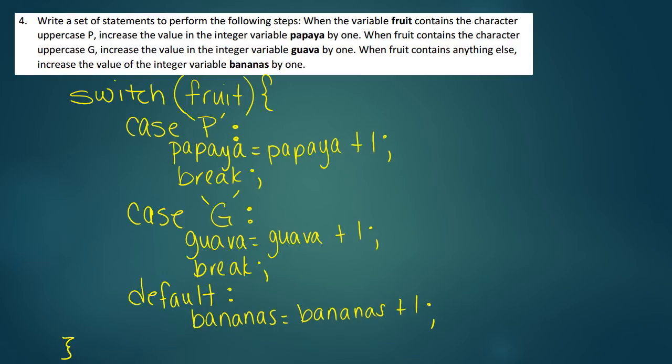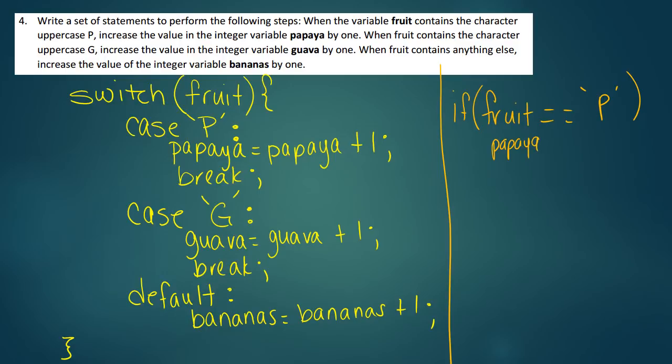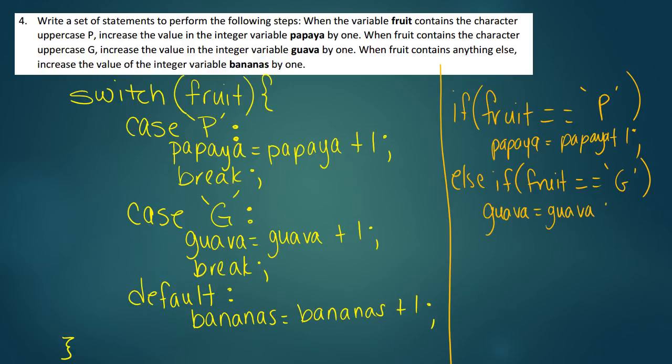Now, if I decided that I didn't want to use switch and I wanted to use if-else, I could do it. If it doesn't specify in the question, I can pick which one I want to use. So I would do if fruit equals P, then papaya equals papaya plus 1, else if fruit equals G, then guava equals guava plus 1, else bananas equals bananas plus 1. So either one of these answers would have been correct for this question.